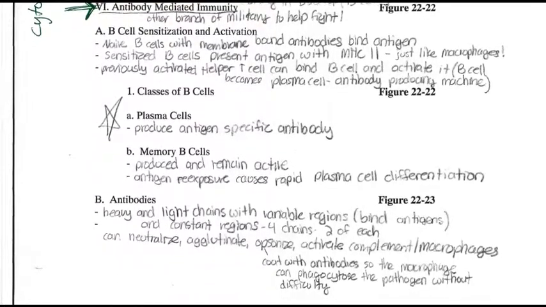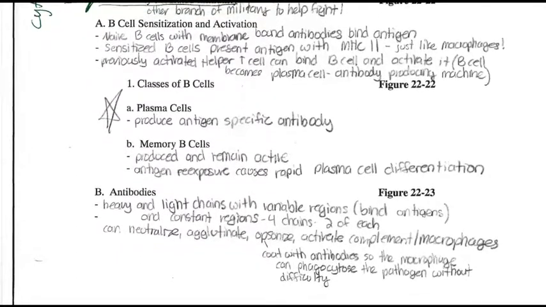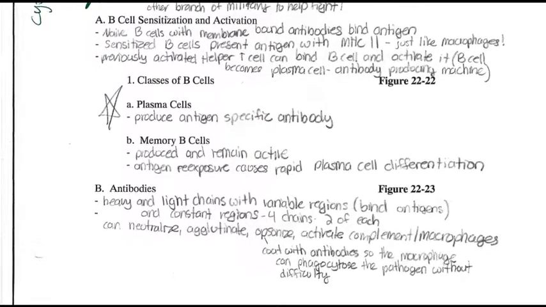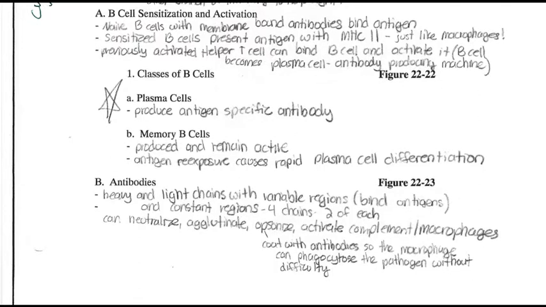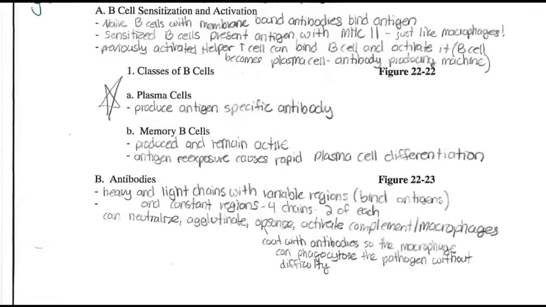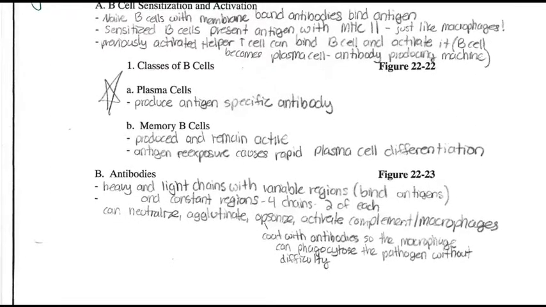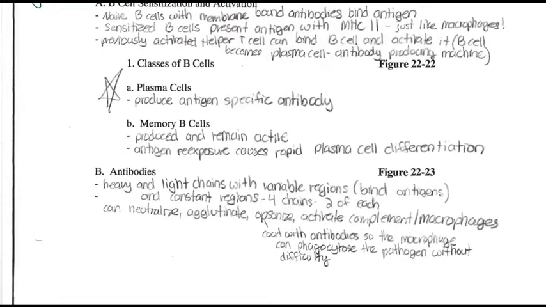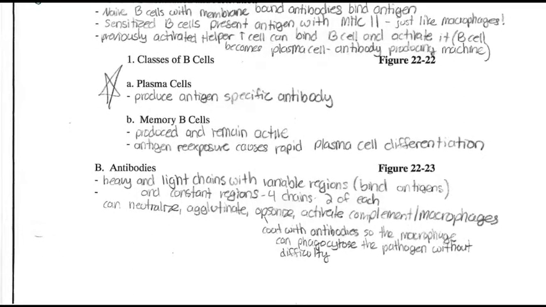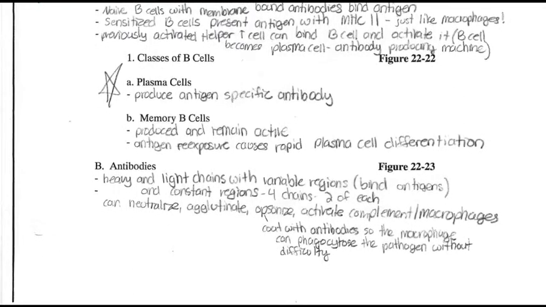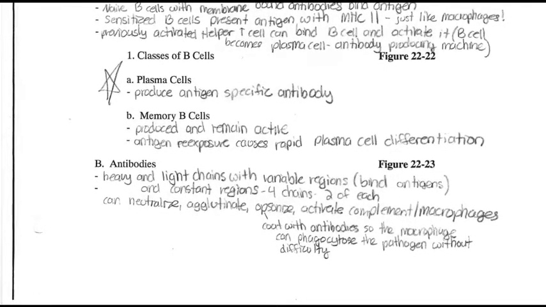Antibodies. Heavy and light chains with variable regions bind to antigens, and constant regions. They have 4 chains. They can neutralize, agglutinate, opsonize, and activate complement and macrophages. Opsonize means to coat with antibodies so the macrophage can phagocytize the pathogen without difficulty.